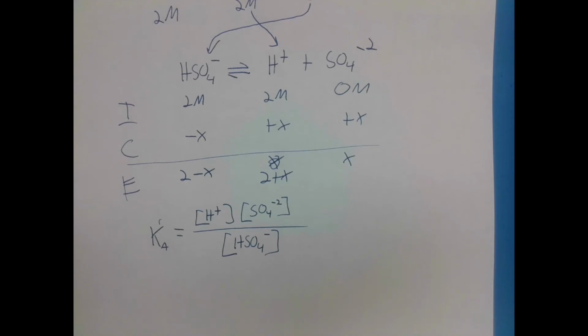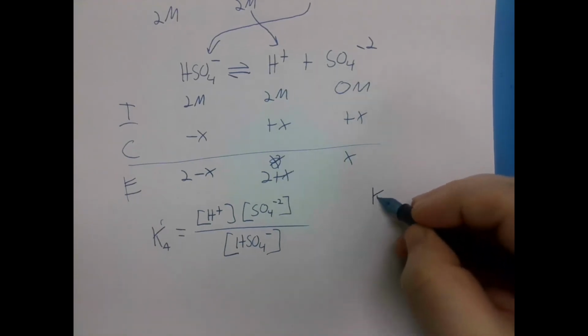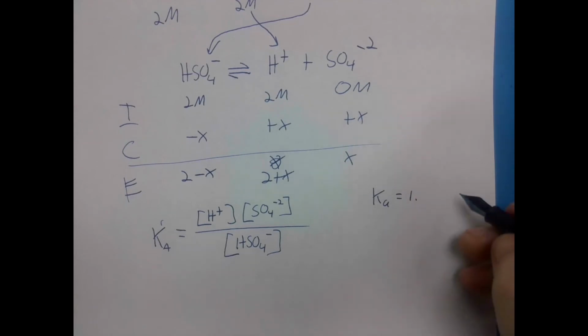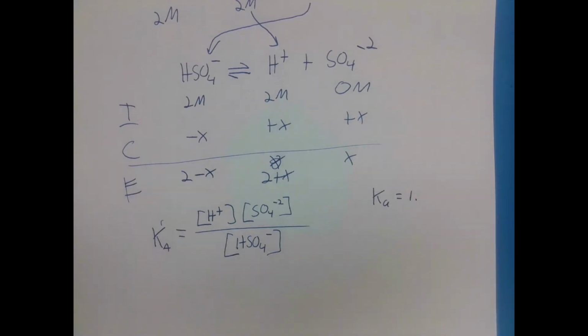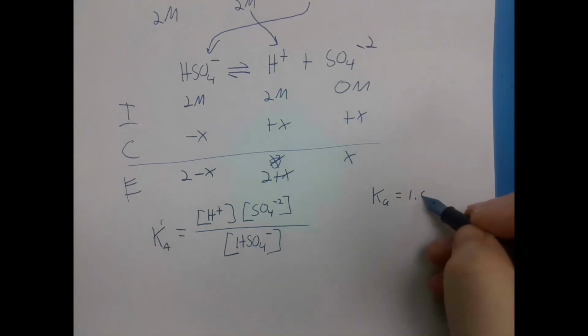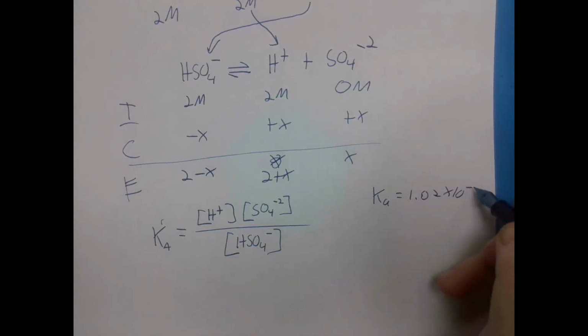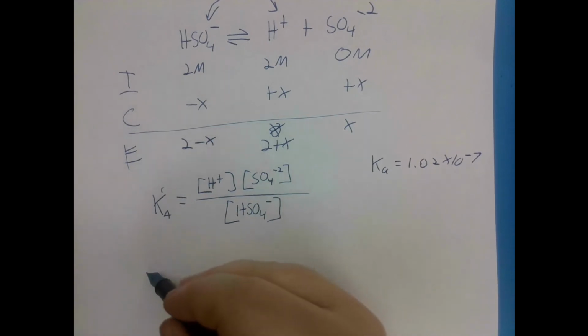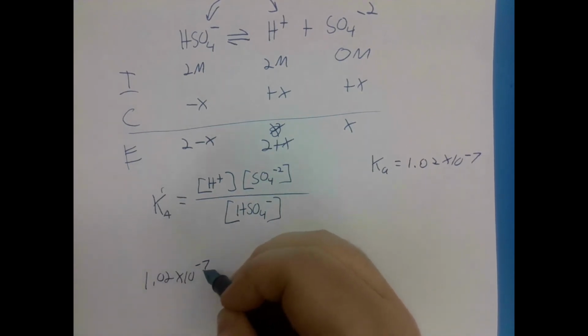Where's it at? So that's hydrogen sulfate. There it is. Ka of it is 1.02 times 10 to the negative 7. So that would be 1.02 times 10 to the negative 7.